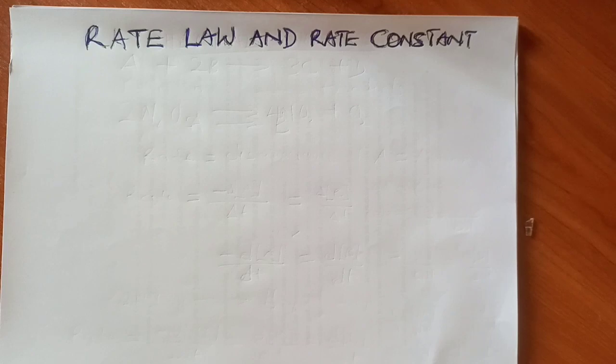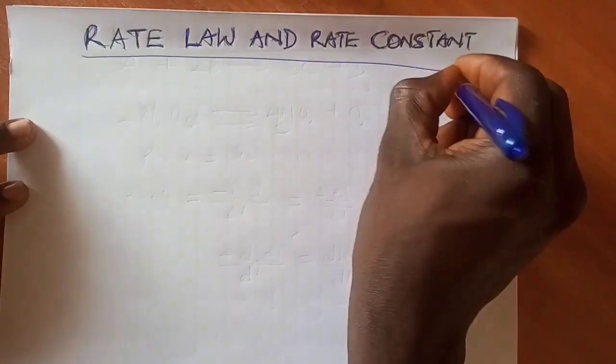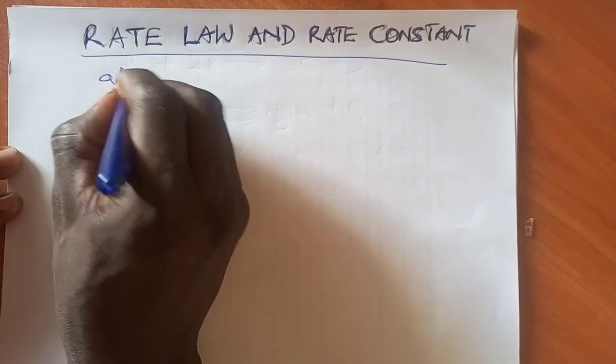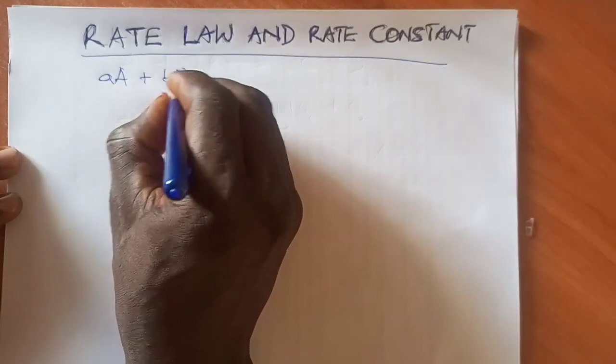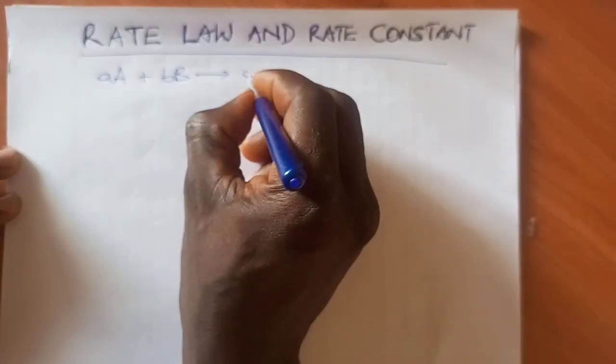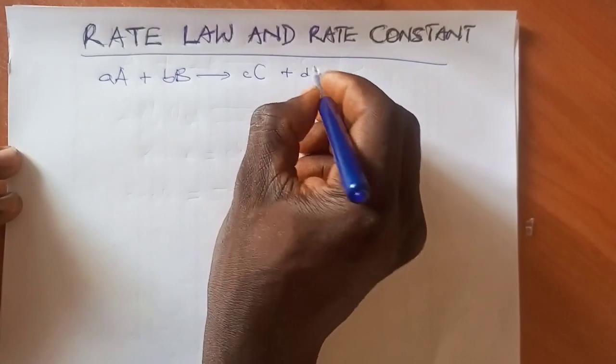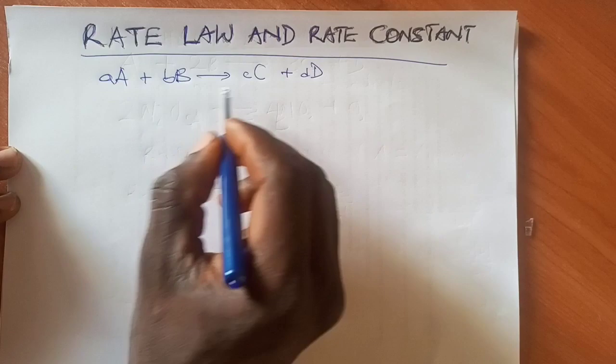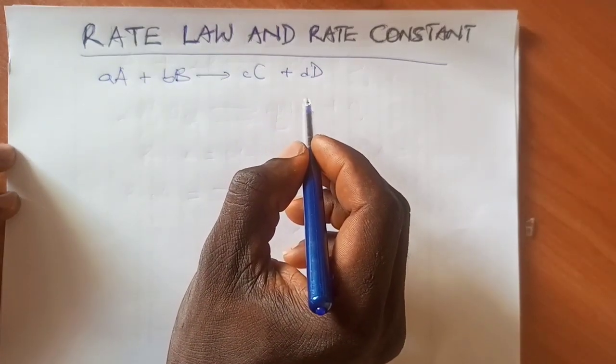This is the topic before us: rate law and rate constant. Whenever you write a rate law, the constant that is associated with it becomes the rate constant. If you have a reaction like this, A plus bB gives you cC plus dD, these are counted as reactants and these are counted as products.